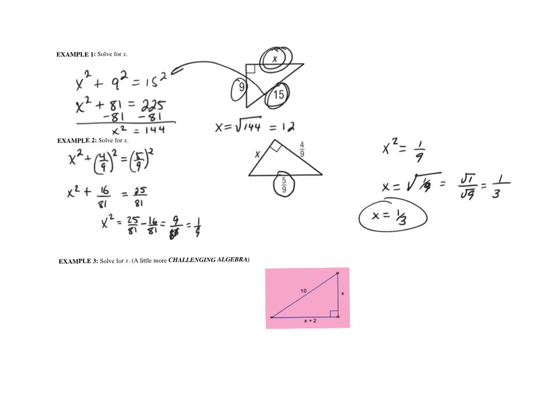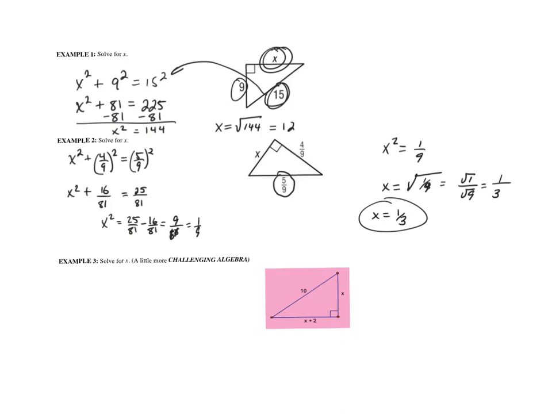So again, kind of a convenient answer that we got there. It is a rational number. It's not an integer, but it's a rational number where both the numerator and the denominator are integers. So we have one more little challenging example here where we have a variable quantity for both of our legs.